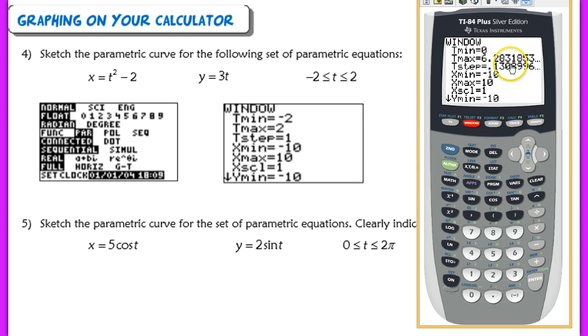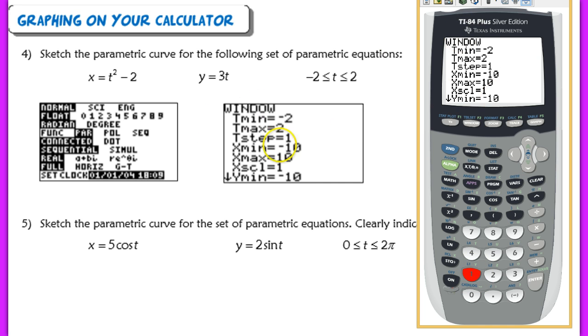2 pi is 6.28. So that's because a lot of times in parametric equations we're dealing with cosine and sine functions, which we'll get to in just a second. So that's what your standard window looks like. So I'm going to adjust this now to be from -2 to 2. And when it says t step, that means the increments of t. Now, you don't have to make t so small, the t step here, that's 0.13, so it's calculating every value between -2 to 2 in steps of 0.13. That's really tiny. We can change that to 1.